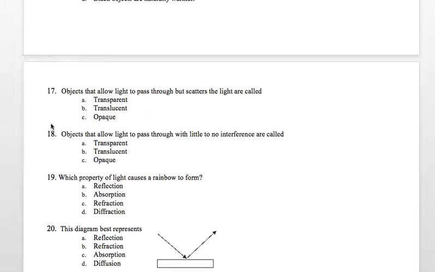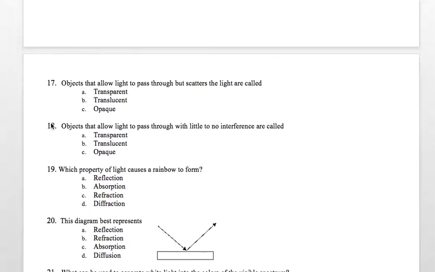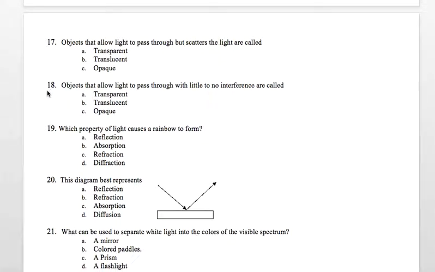Transparent, B, translucent, or C, opaque. Number 18, objects that allow light to pass through with little to no interference are called A, transparent, B, translucent, or C, opaque.